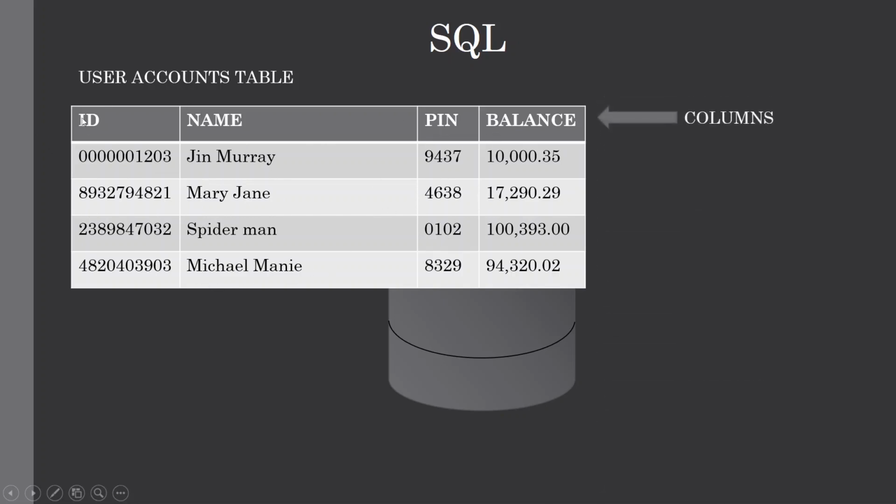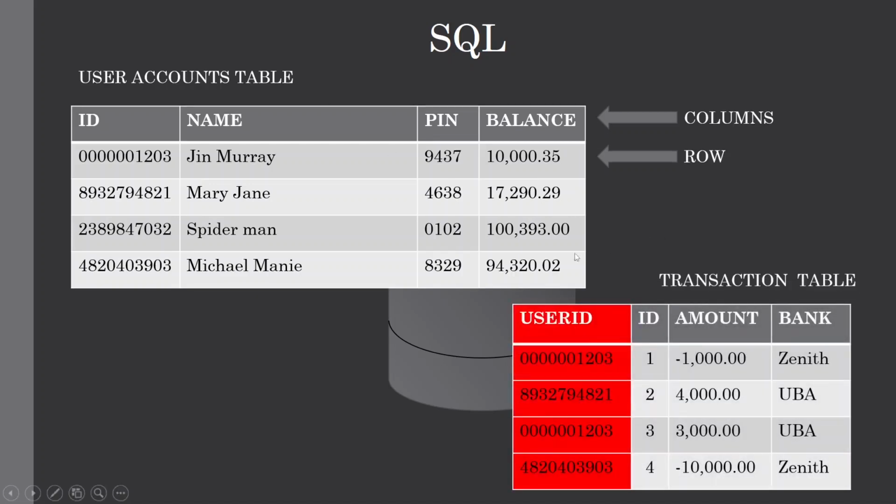This first row here is called a column. So ID, name, pin, and balance, those are columns. And this is a row. We know we have this user account table, right? Probably this is how your bank does it, I guess. But you may be wondering, how do they store our transactions? We cannot have a column here for transaction date, transaction name, transaction this, transaction that. So what they are going to do is create another table that is going to house those transactions.